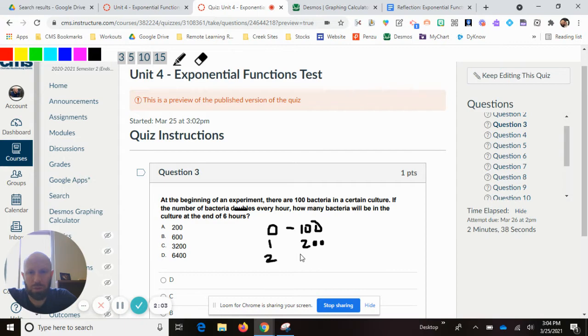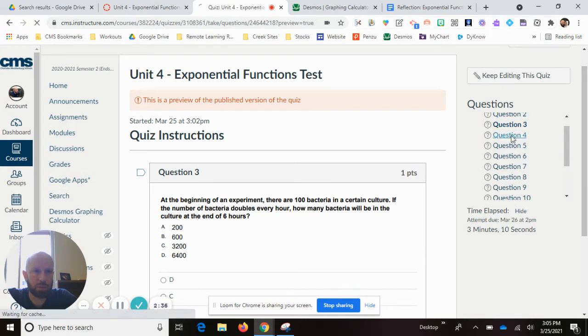Hour 2 would be 400, since we're timesing by 2. 3 would be 800. 4 would be 1600. We come over here for more room. 5 then would be 3200. And then 6 hours would be 6400. And 6400 happens to be D.